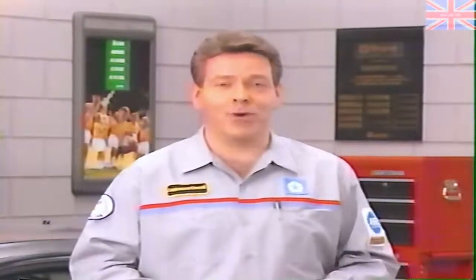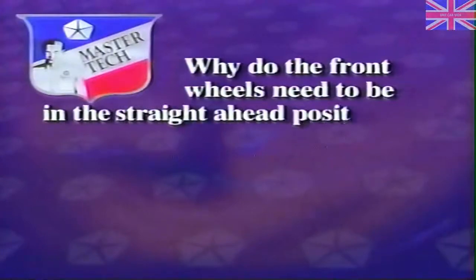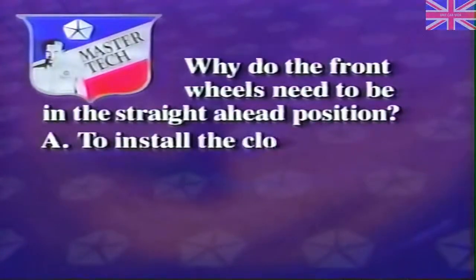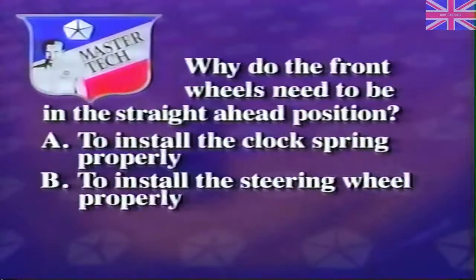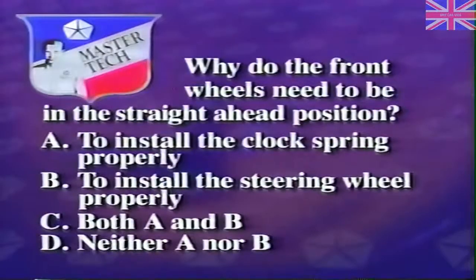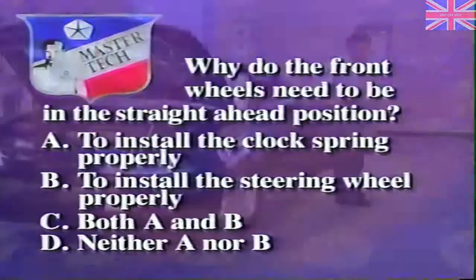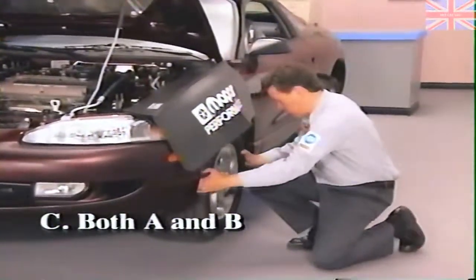We've got one more review question before we bring this MasterTech to a close. Why do the front wheels need to be in the straight-ahead position? A, to install the clock spring properly. B, to install the steering wheel properly. C, both A and B. Or D, neither A nor B. The answer is C. The front wheels need to be straight so that the clock spring and the steering wheel can be installed properly.